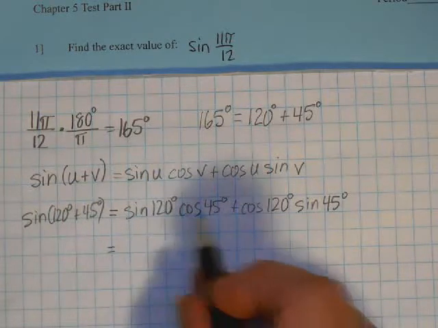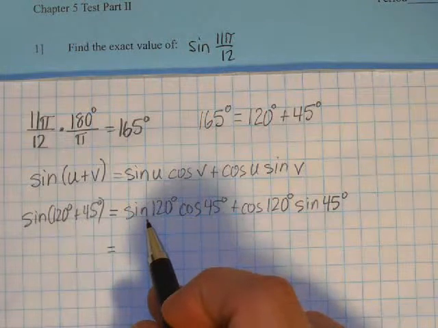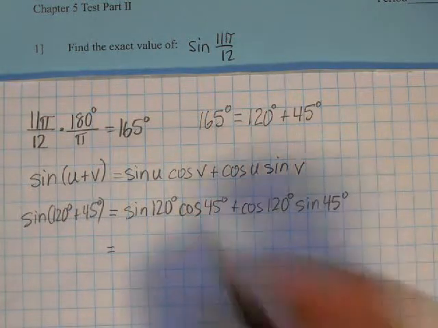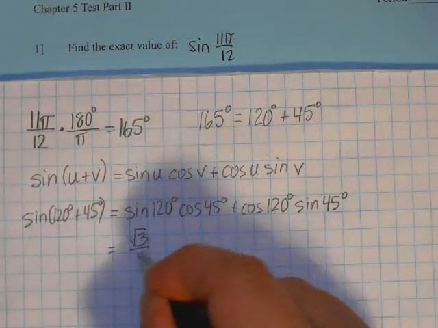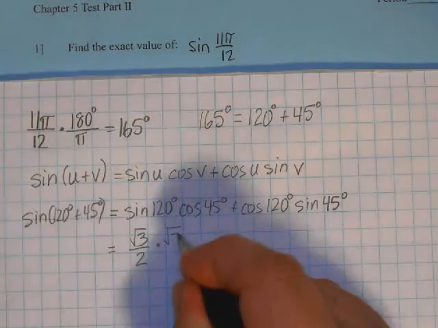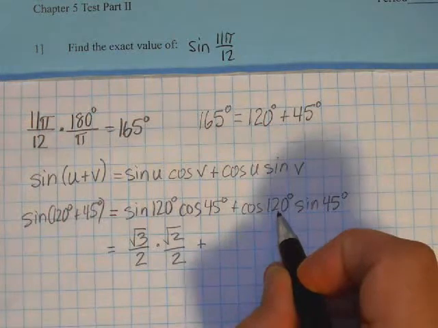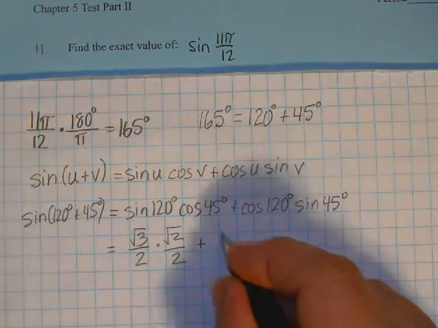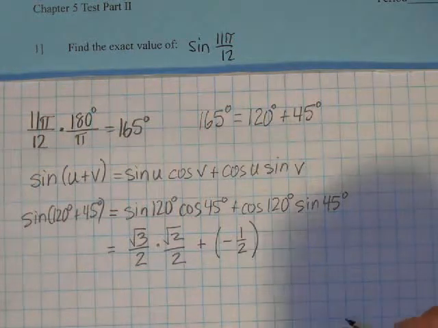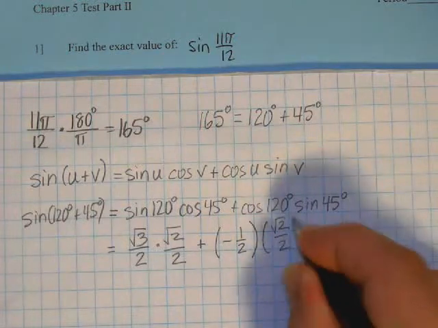Now these numbers I'm getting right from the unit circle. Well, actually I'm getting it from my memory, but feel free to look at the unit circle as we go along. The sine of 120 degrees is radical 3 over 2. The cosine of 45 degrees is radical 2 over 2. The cosine of 120 degrees is negative 1/2. And the sine of 45 degrees is radical 2 over 2.